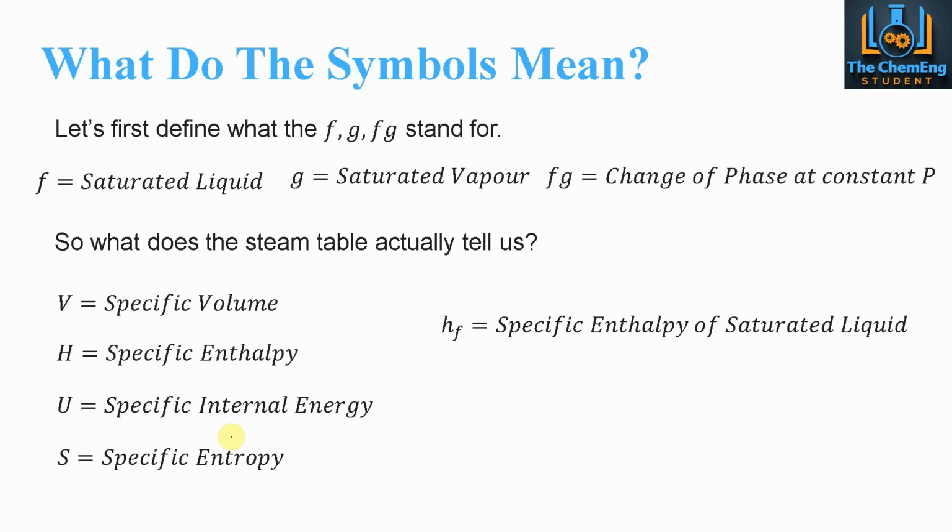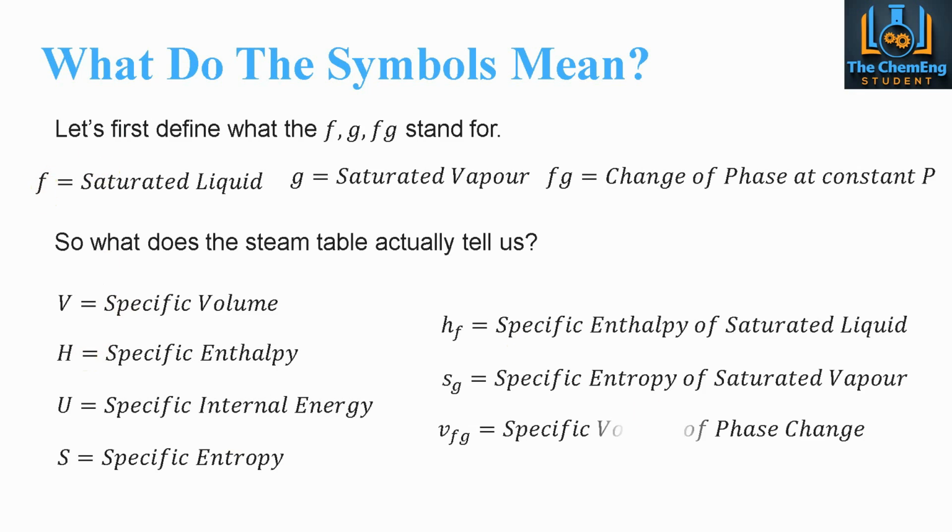Say we wanted to combine what these parameters mean along with these variables. If we were to express HF, that would mean the specific enthalpy of saturated liquid, because the f subscript is saturated liquid and H is the specific enthalpy. Likewise, if we have Sg, we have the specific entropy of saturated vapour. And if we have VFG, then that is the specific volume of a phase change, from saturated liquid to saturated vapour. So that's what the symbols mean, and that's how we obtain that very important data from the steam tables.